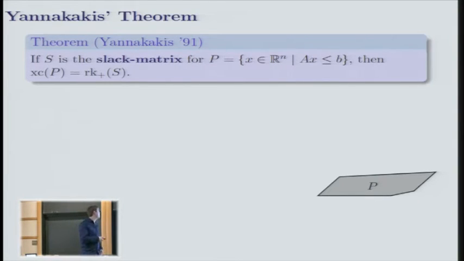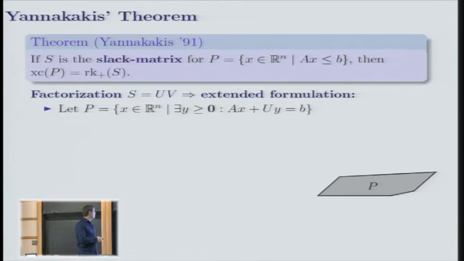It's the theorem of Yannakakis, which says that whatever polytope you have, you can take any slack matrix, and then the extension complexity of the polytope is exactly the non-negative rank of the slack matrix. Okay, are you interested in a 2-minute proof? Okay, I'll just wave my hands a little bit and give you an outline of the proof, which is not very difficult, actually.